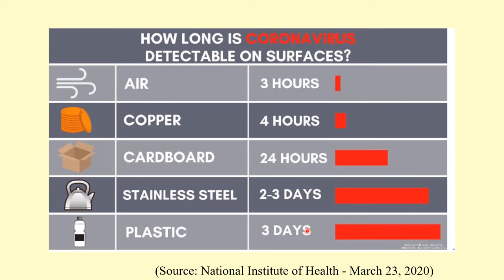It means that for 3 days, some individual can get infected from contaminated plastic. For 2 to 3 days, individuals can get infected from contaminated stainless steel. Also, an individual can get infected for up to 24 hours from contaminated cardboard, 4 hours from copper, 3 hours from air. The source of this information is the National Institutes of Health.